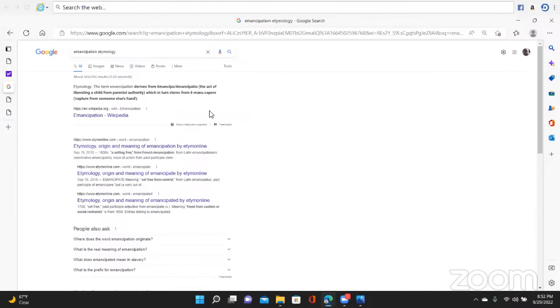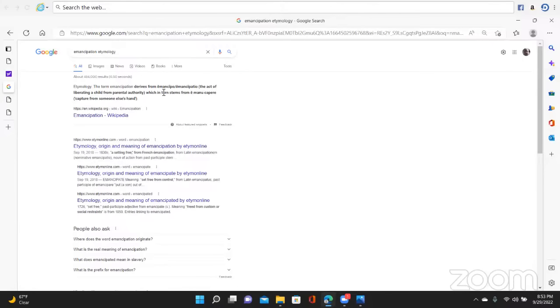The etymology: the term emancipation derives from emancipatio, the act of liberating a child from paternal authority, which in turn stems from emanu capere, or capture from someone else's hands. It's a transfer of property in truth. Right? Yep. That's what it's saying right there, liberating the child from the paternal authority, which in turn stems from emanu capere, capture from someone else's hands. That means the state, Abraham Lincoln representing the corporation, took the slaves, took the POWs from the agents that was holding them in a private capacity and made them become a manumission servant.